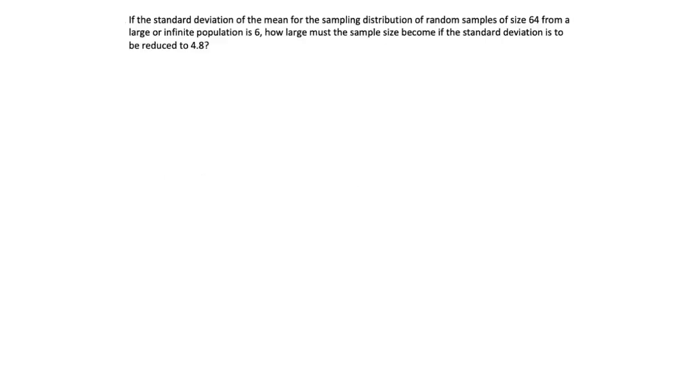If the standard deviation of the mean for the sampling distribution of random samples of size 64 from a large or infinite population is 6, how large must the sample size become if the standard deviation is to be reduced to 4.8?